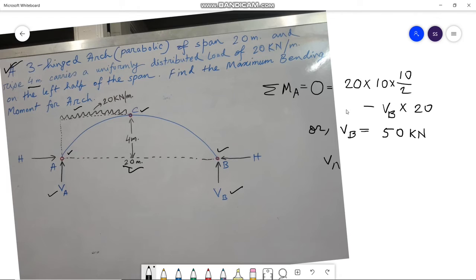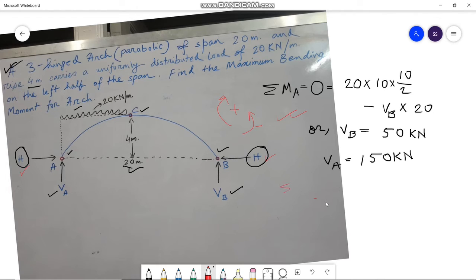So V equals to 150 kilonewton. The sign convention for this calculation is clockwise moment as positive and anti-clockwise moment as negative. Now let's calculate the horizontal thrust, that is H.